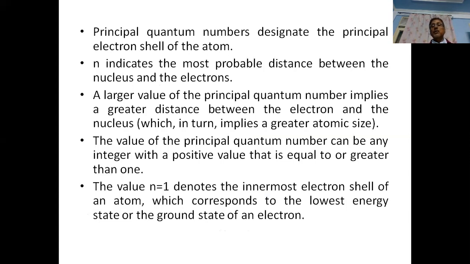Here, n indicates the most probable distance between the nucleus and the electrons. A large value of the quantum number implies a greater distance between the electron and the nucleus, which in turn implies a greater atomic size. The value of the principal quantum number can be any positive integer equal to or greater than 1. The value n equal to 1 denotes the innermost electron shell of the atom, which corresponds to the lowest energy state or the ground state of an electron.